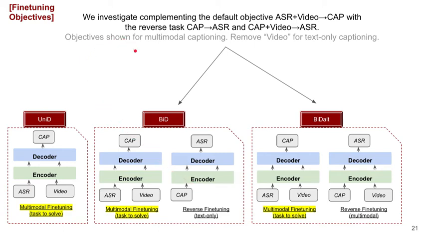Now in terms of fine-tuning objectives, we start of course with the final task objective. We take ASR and video as input, and we have to output the caption. So this is for VIT or YouCook2. But we also investigate solving the reverse task, which is to take caption as input and hallucinate the original ASR. We have two variants of it, and we'll show in the results that it's a little bit helpful.